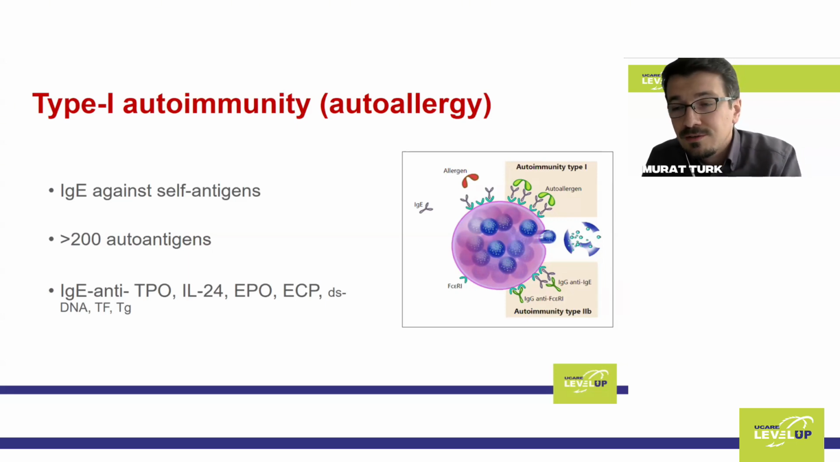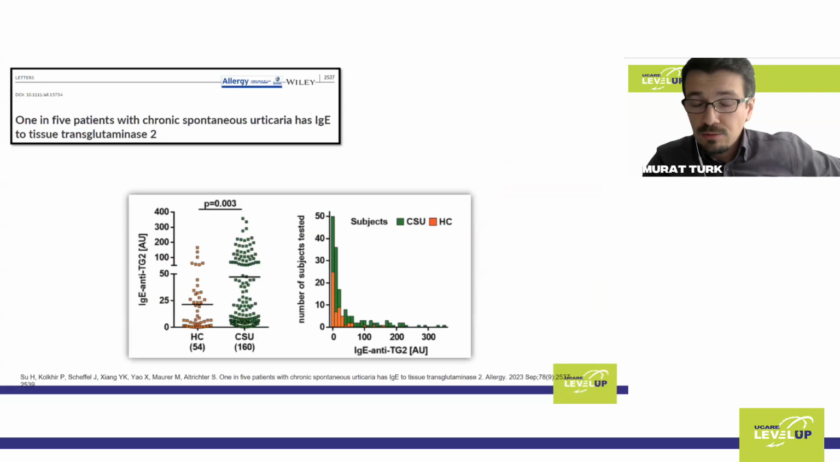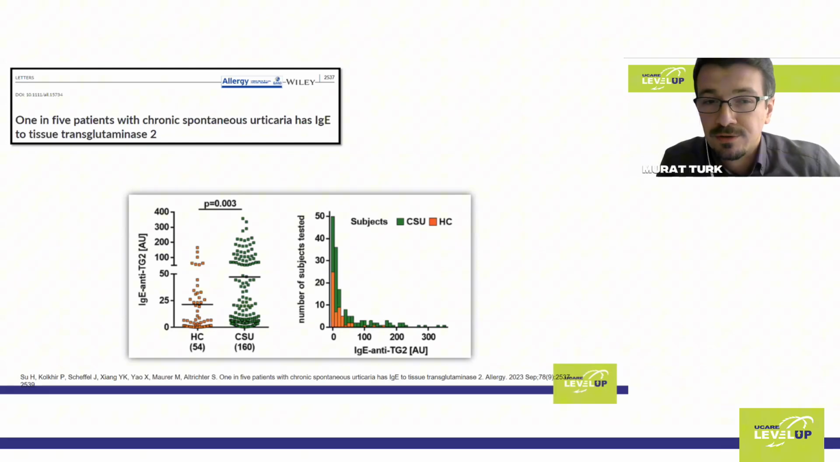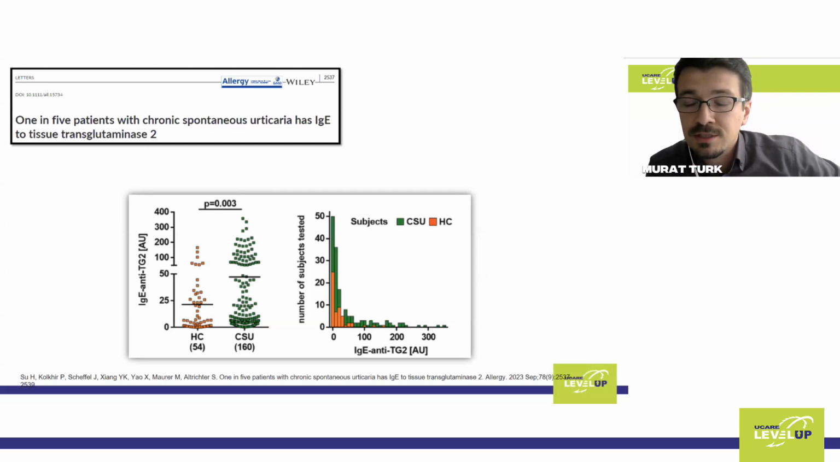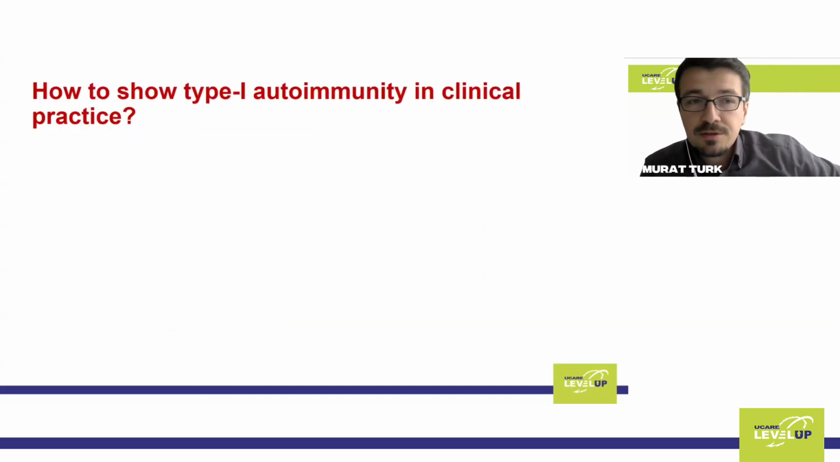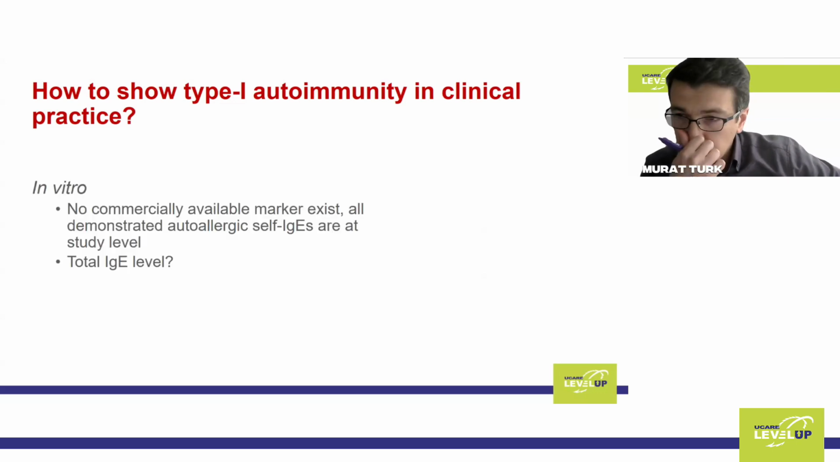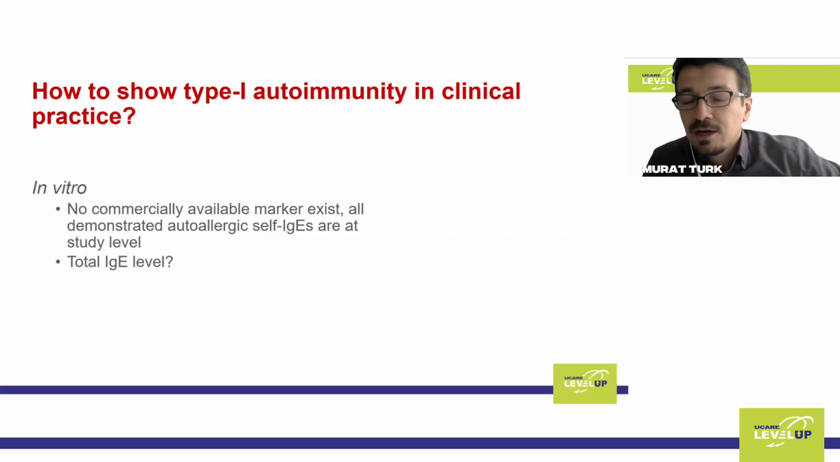For example, IgE against dsDNA is also a good marker in lupus patients with renal involvement. Also, a recent paper showed that 1 in 5 patients with CSU might also have IgE against tissue transglutaminase. The problem in here is we don't know whether they are functional or not. Okay, there are a lot of autoantigens there, but we don't know are they functional or not. So, in the clinical practice, how can we show type 1 autoimmunity? In vitro, it's not quite easy because no commercially available marker exists. All of them are shown in previous studies.